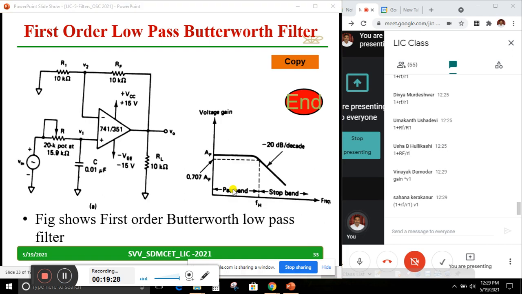Okay, thank you. Gain into V1, Vinayak, Damodar, very good. Naina, 1 plus RF by R1 into V1, sir. Yeah, it is correct. Ganashri, it is not a V in. Thank you for writing the answer. But remember, I am giving an input, it is V1 here.